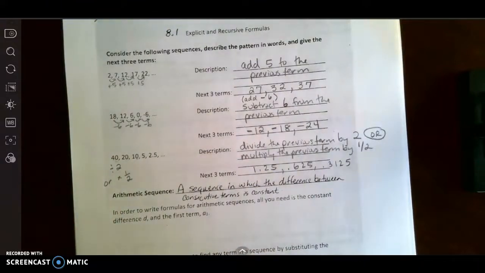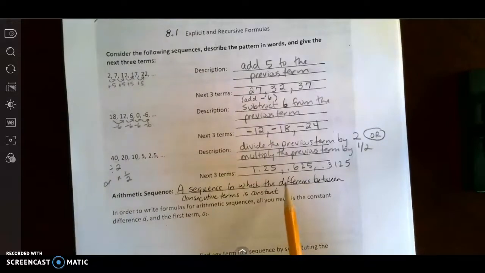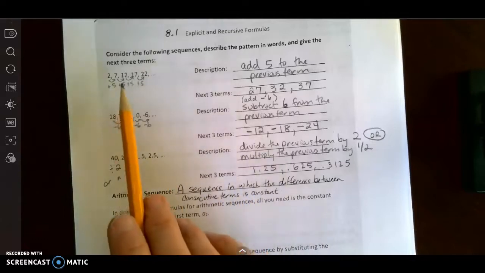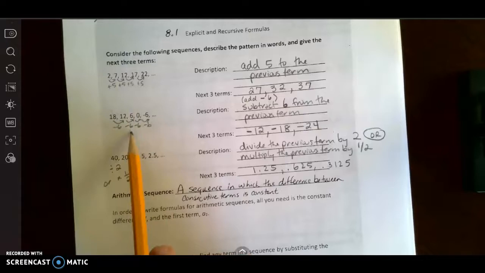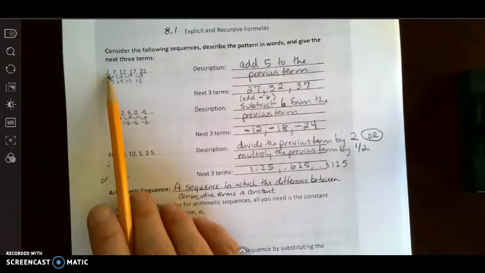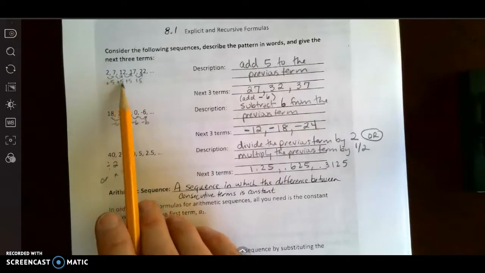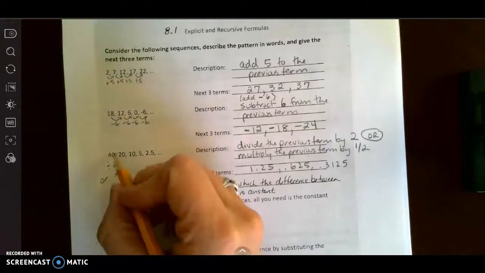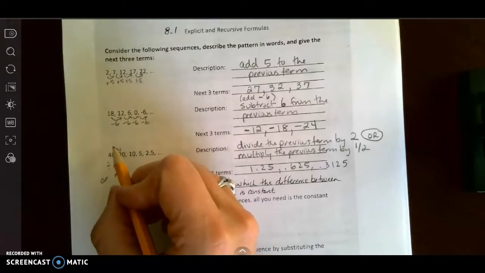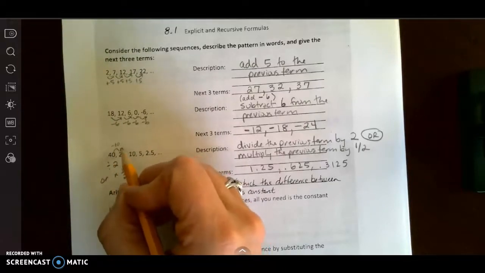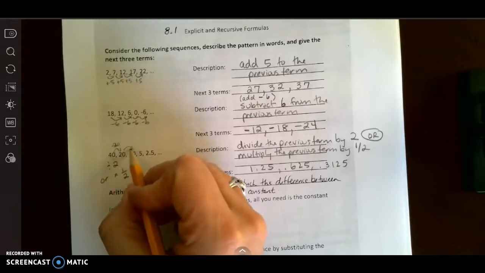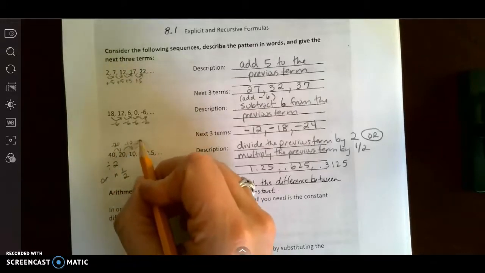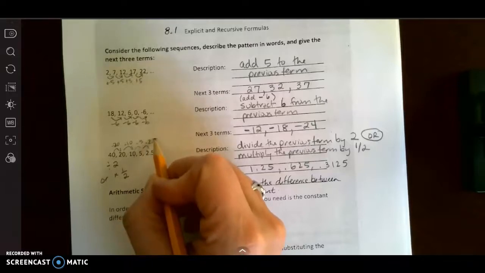An arithmetic sequence is a sequence in which the difference between consecutive terms is constant. So the first 2 we can say were arithmetic because the difference in each term was 5. Here the difference in each term was negative 6. Here, my difference was minus 20. I was looking ahead to the next one. This one was then minus 10. This was minus 5. This was minus 2.5.